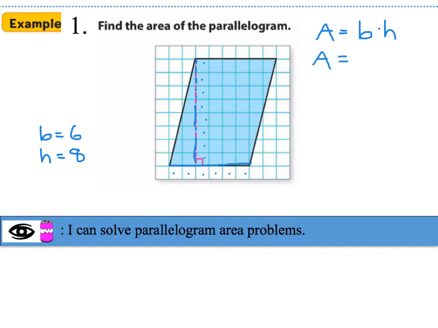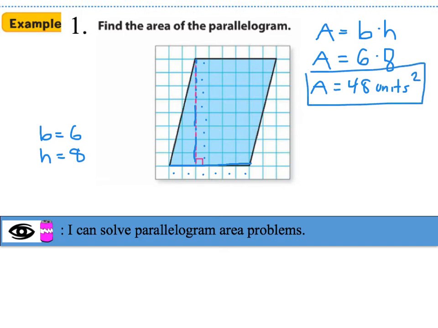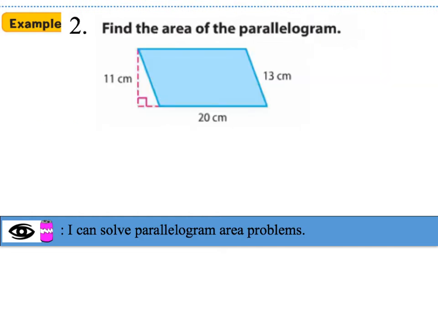So area is equal to our base, which is 6, times our height, which is 8. When we do the math, 6 times 8 is 48 units. And since we're talking about area, units squared. And that would be our answer. If you went back and you counted all the little blue squares inside of our parallelogram, we will get 48 of those blue squares.